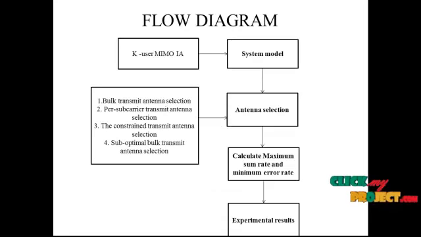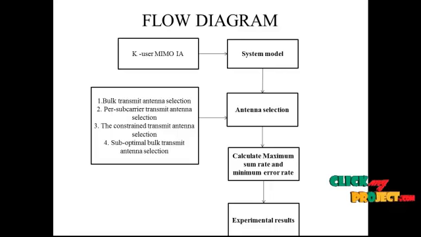The project flow diagram is to measure the bulk transmit antenna to select, to send the information from transmitter to receiver. So initially we are creating a system model. In that system model for MIMO-IA, it means multiple input and multiple output of interference alignment with K users, where K represents the number of users, it means n number of users. So we are going to align the users and then transmit the antenna. In the next step we are going to antenna selection.